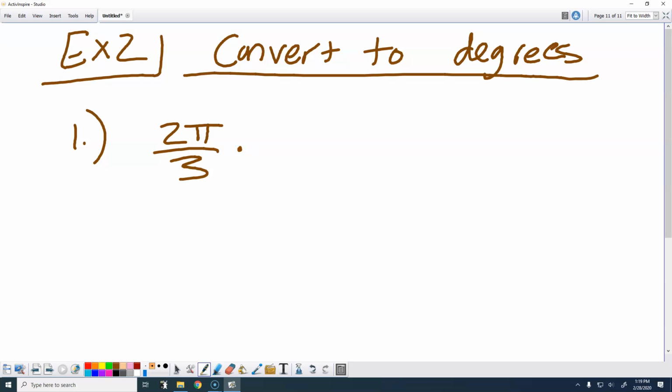So we want to multiply by something. I want to get rid of the pi, which is radians, right? So I want to get rid of the radians. So I put that on the bottom, and what goes on top? 180. I want to keep, so I want degrees. That's my conversion factor.